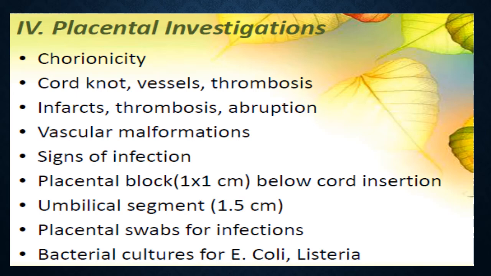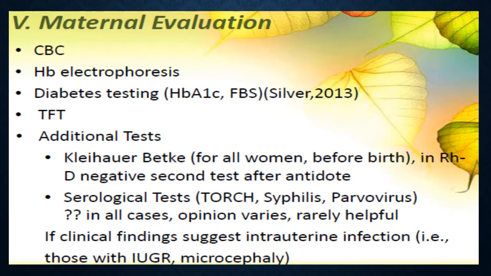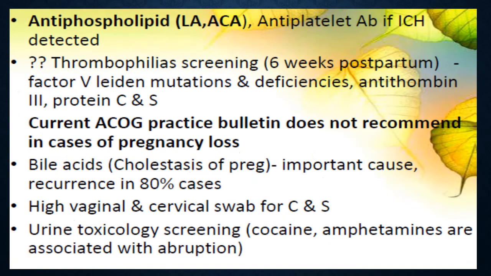For the umbilical segment, for example, 1.5 centimeters is enough to be examined. Placental swabs for infection, bacterial cultures for Escherichia coli. The maternal evaluation contains complete blood count, hemoglobin electrophoresis, diabetes testing, and additional tests like the Kleihauer test or serological tests for infection can also be suggested for the cause of intrauterine infection, which gives you very important data for the current or for the future pregnancy.